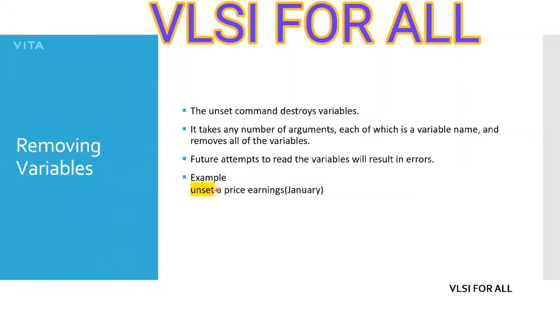So the first variable being removed is A. Then the second variable is price. The third variable is earnings January. This is an associative array, which we'll see in upcoming slides.